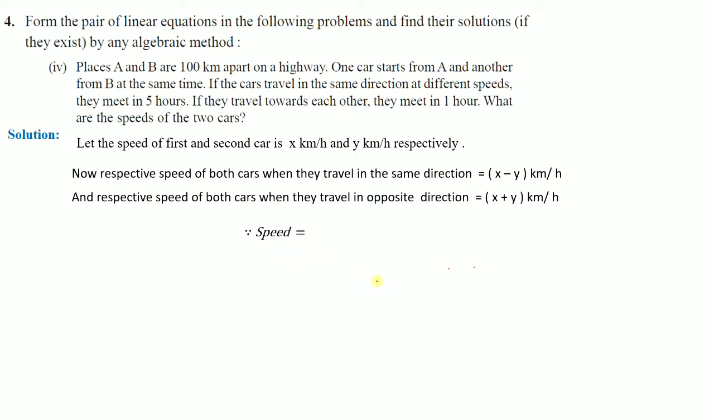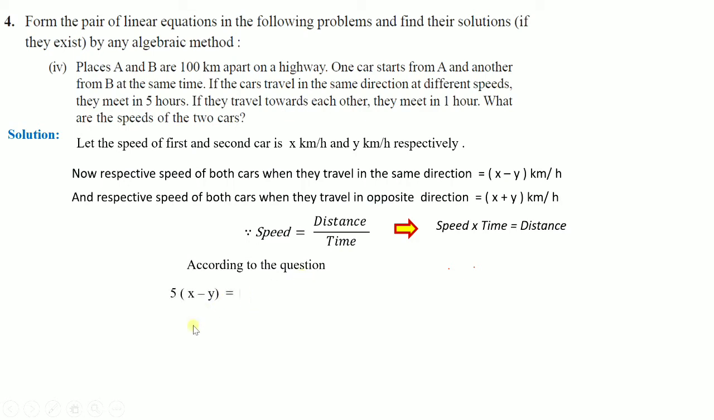Now, speed equals distance upon time. This is the general formula. Then, by cross multiplication, speed into time equals distance. So why did we do this? Because the distance is constant each time. So we have converted this formula into the form of distance only. Then, according to the question, we'll move on.